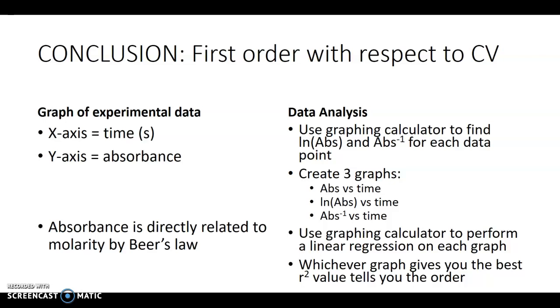And so in our case, you should have found that it was the natural log of absorbance versus time that gave you the best R-squared value, the best straight line. And from that, we conclude that the reaction was first order with respect to crystal violet. So absorbance versus time would be 0 order, natural log of absorbance versus time would be first, and reciprocal of absorbance versus time would be second.